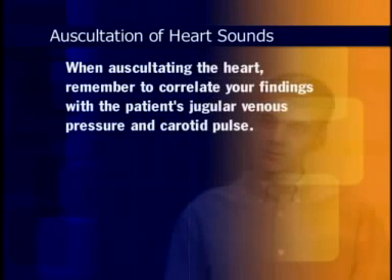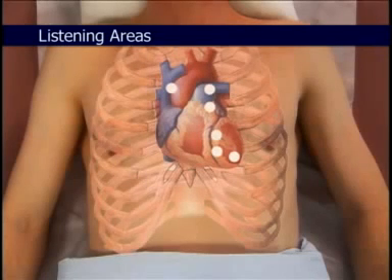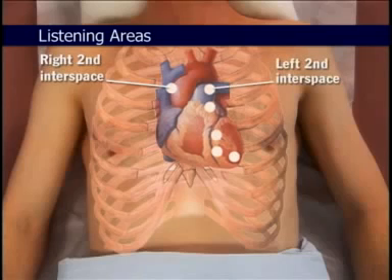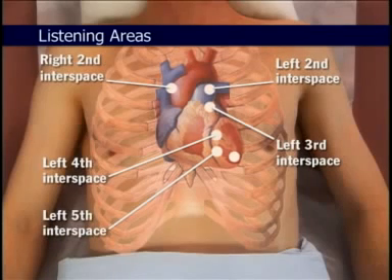When auscultating the heart, remember to correlate your findings with the patient's jugular venous pressure and carotid pulse. You will listen for S1 and S2 in each of the 6 listening areas. In the aortic area, in the right second interspace close to the sternum. In the pulmonic area, in the left second interspace close to the sternum. In the left third interspace. In the tricuspid area, in the left fourth and left fifth interspaces, and in the mitral area at the apex.